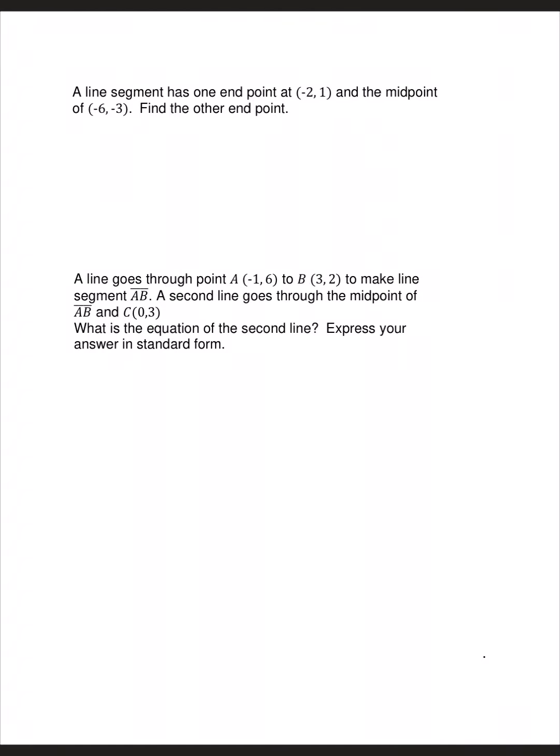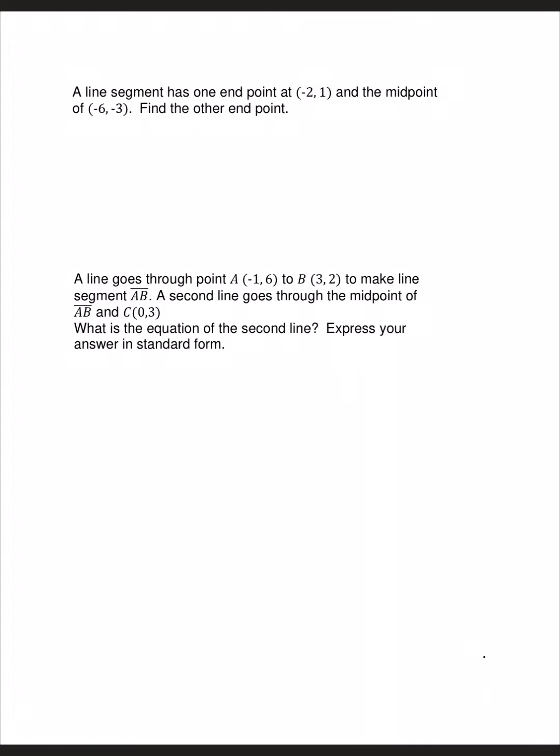It says a line segment has one endpoint at (-2, 1) and the midpoint of (-6, -3). Find the other point. So in this question, there are two endpoints, but what we're giving you is one of the endpoints and the midpoint. Can you find the other point?